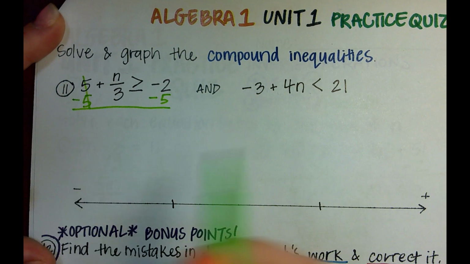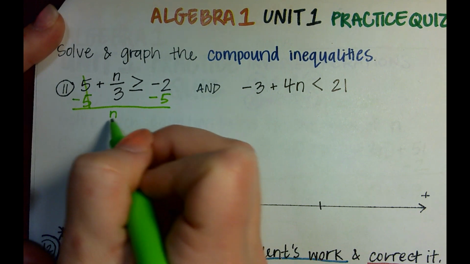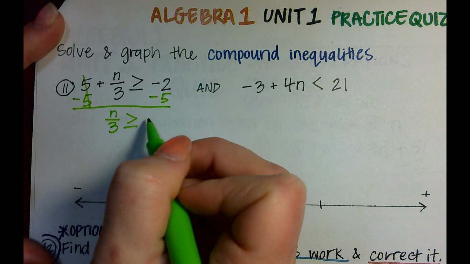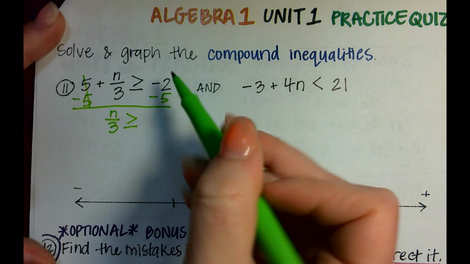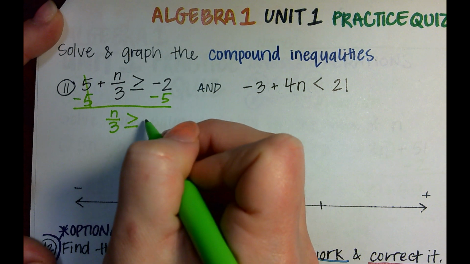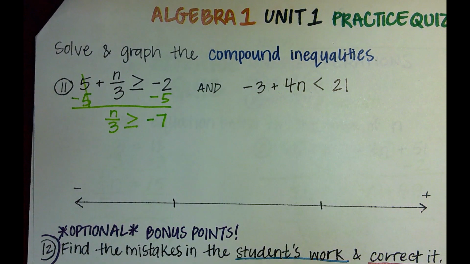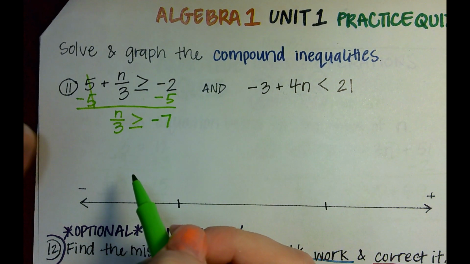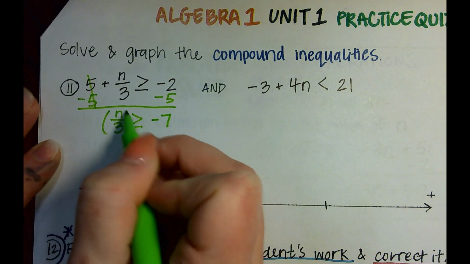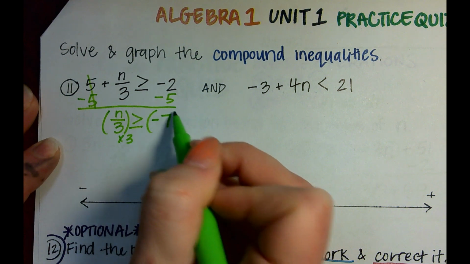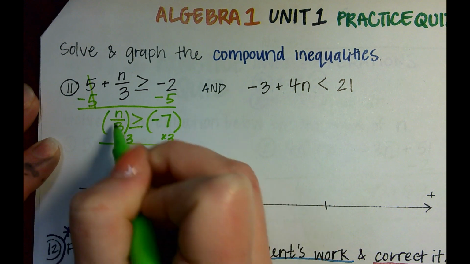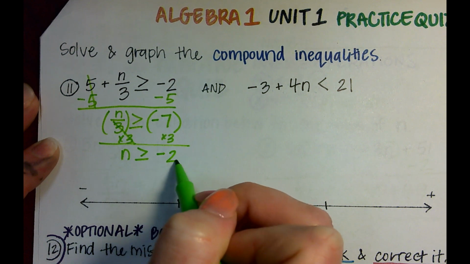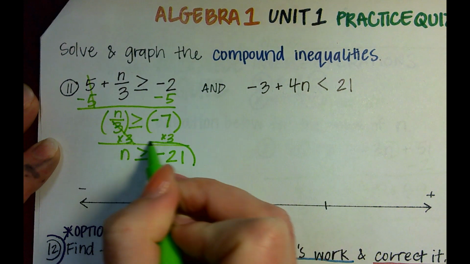My 5s will cancel. So I have n over 3. Good. Negative 7. You're just a step ahead of us. That's okay. All right. So we've got that. Perfect. Multiply by 3 on both sides. 3's cancel. Beautiful. N is greater than or equal to negative 21.